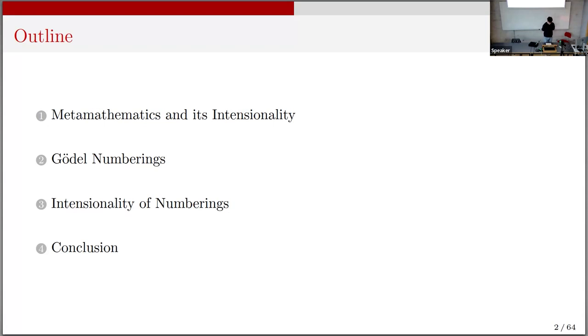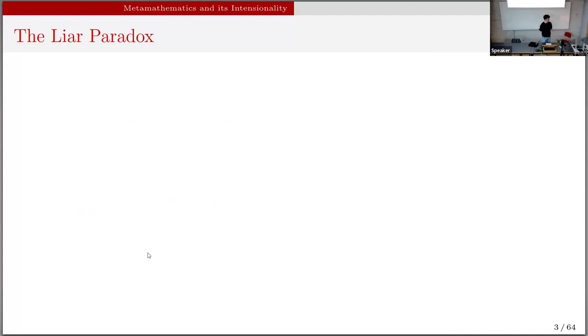All right. So let's first start by considering the liar paradox. We can start with the liar sentence, which is "the liar is not true." We call this sentence the liar. And so the liar says of itself basically that it is not true. And then we can try to derive the liar paradox.